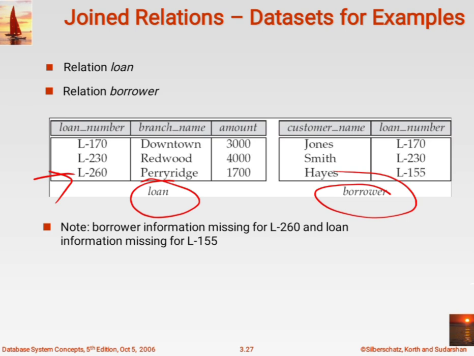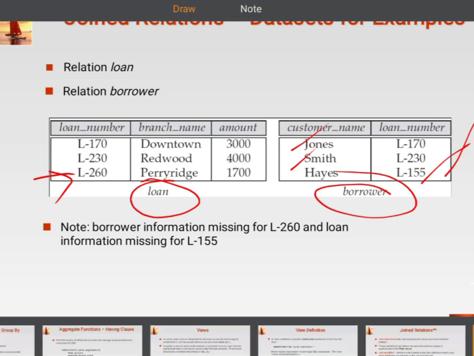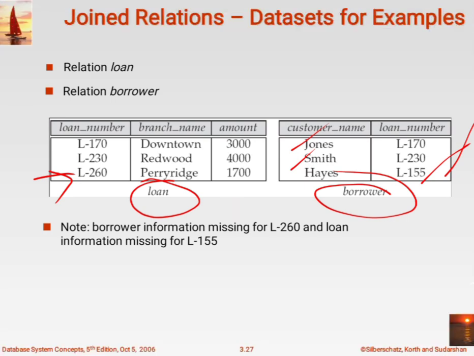You can see for L170 the customer name is Jones. For L230 the customer name is Smith. But for L260 there is no customer name. The customer name Hayes is available only for loan number 155, not for 260. In the borrower relation I am having loan number 155 and the customer name, but I don't have the branch name and amount. So there is certain missing information in both. The borrower information is missing for L260 and the loan information is missing for L155.